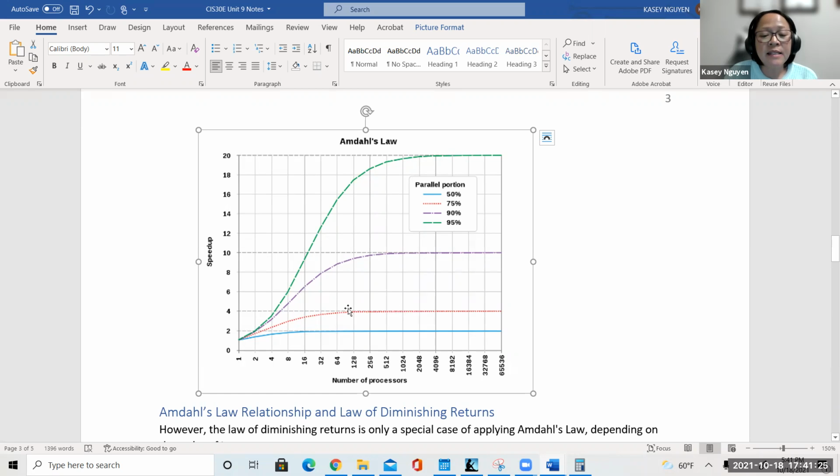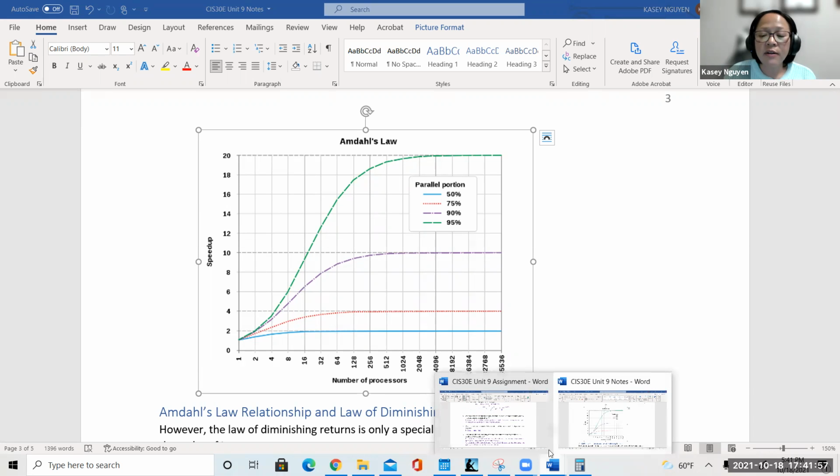As you can see, when you design your program, if your program is highly parallelized, then you're able to capitalize on the number of cores until that certain limit, because you do have the upper bound. Any question?